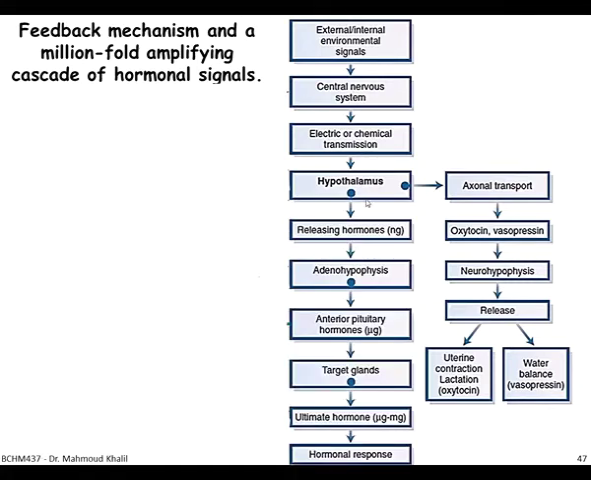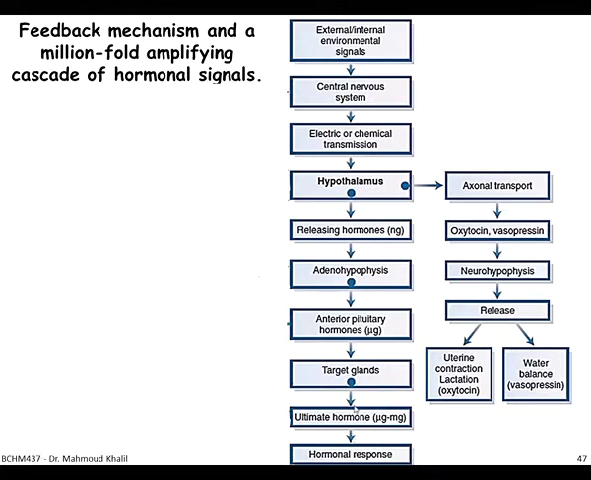The second route of the hypothalamus is to release nanograms of the releasing hormone that will activate the adenohypophysis, which is the anterior pituitary gland, to release hormones in micrograms. So the anterior pituitary only needs nanograms to release hormones in micrograms. These stimulating hormones will go to the target organs or target glands like the thyroid gland and gonads, to give the ultimate hormone in micrograms or milligrams to do the hormonal response.